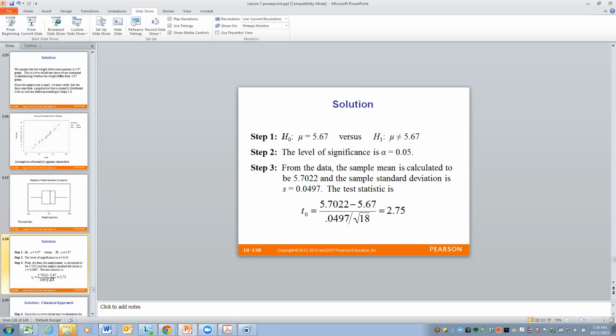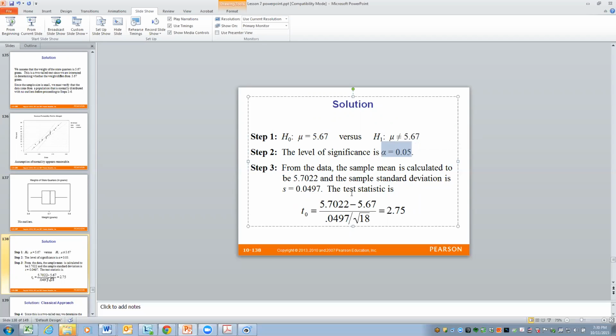So our null hypothesis is that the mean weight is 5.67 grams. The alternative is that it's not 5.67 grams. We chose a level of significance of 5%, which means we're going to have 2.5% in each tail. The average of the sample of 18 coins that we got was 5.7022 grams, with a standard deviation of 0.0497.